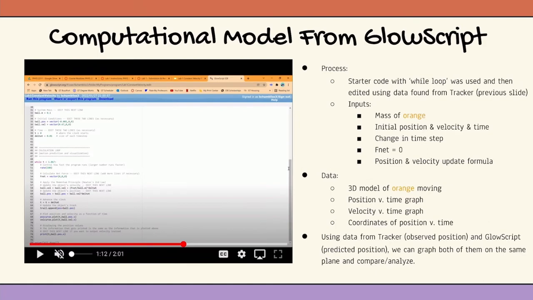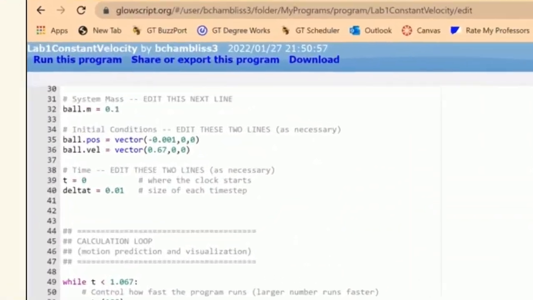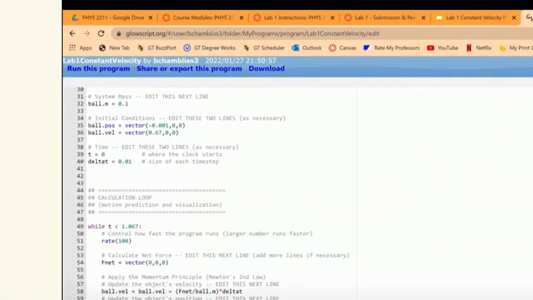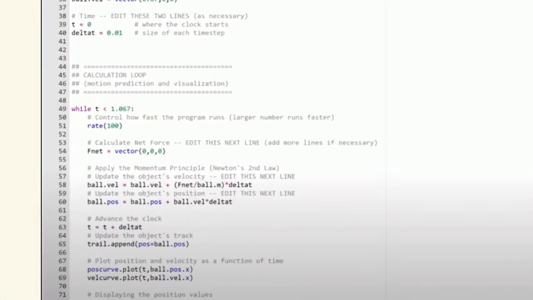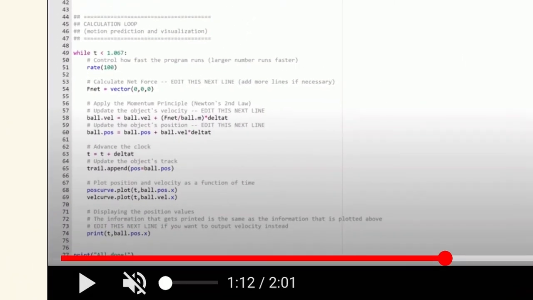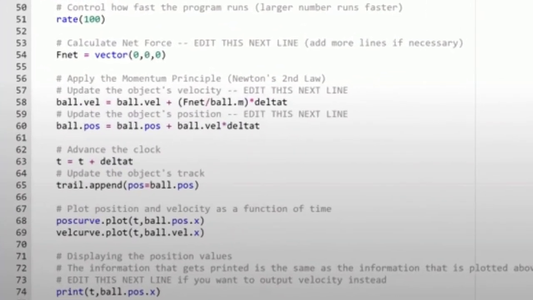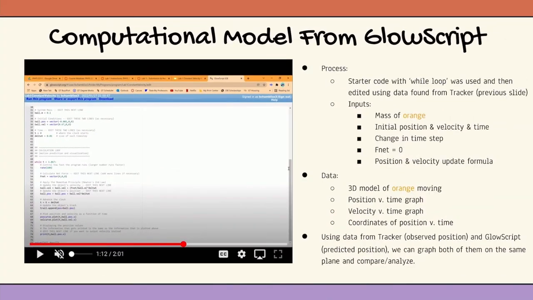Here is the computational model from GlowScript. I used a starter code and then inputted the data I collected from the Tracker observational model. This includes the mass, the initial position, the initial velocity, the time, the end time, the force net equaling 0, and of course the updated velocity and position equations. And when we actually run this code, it looks like this.